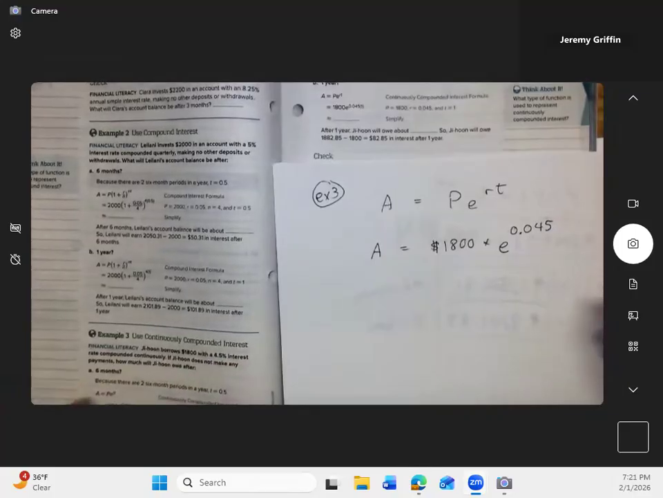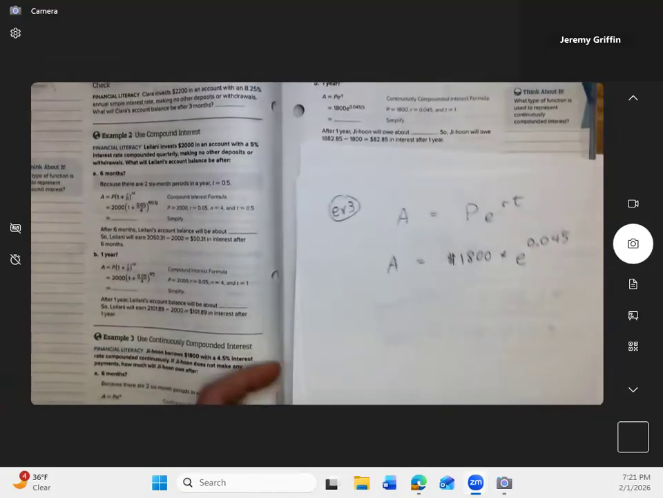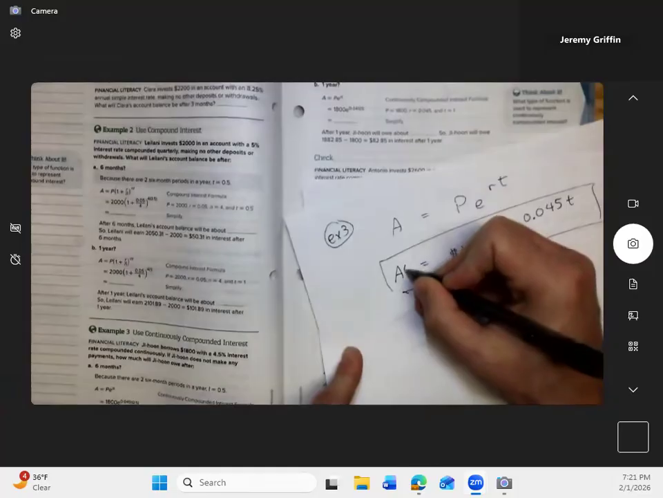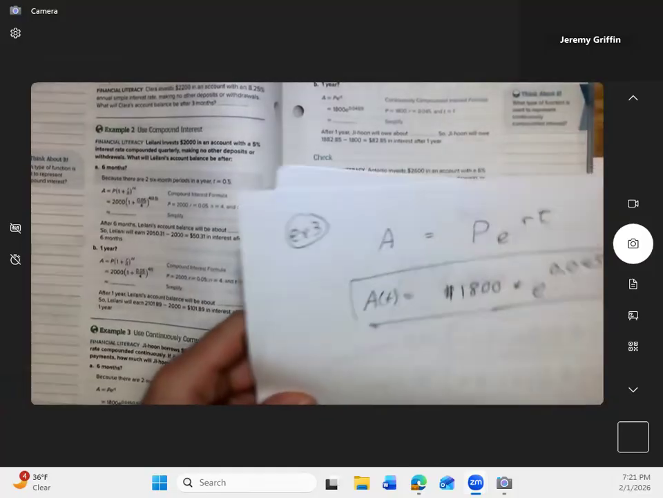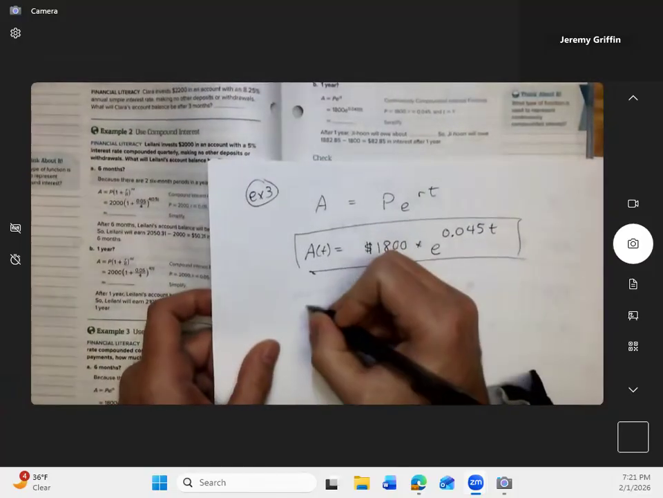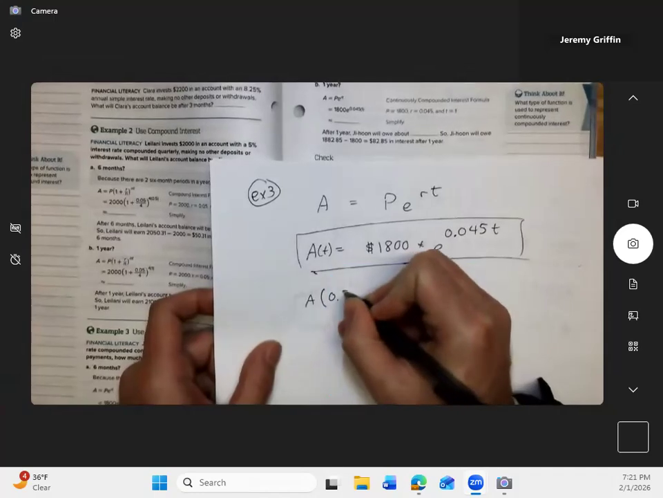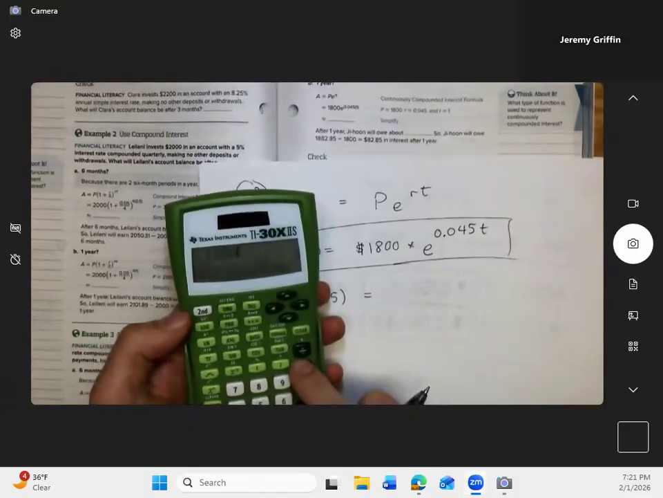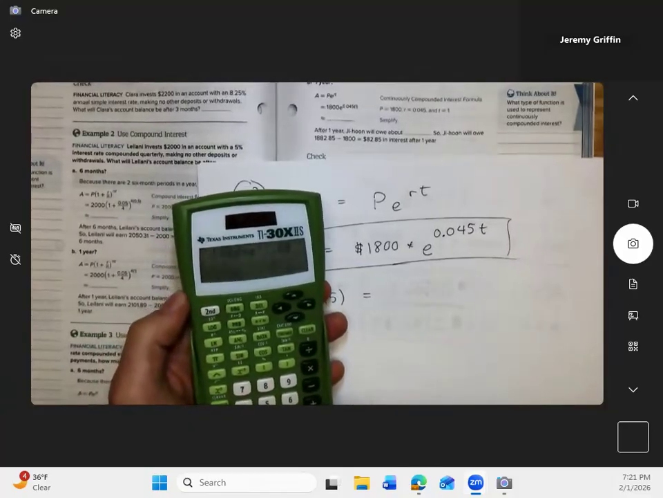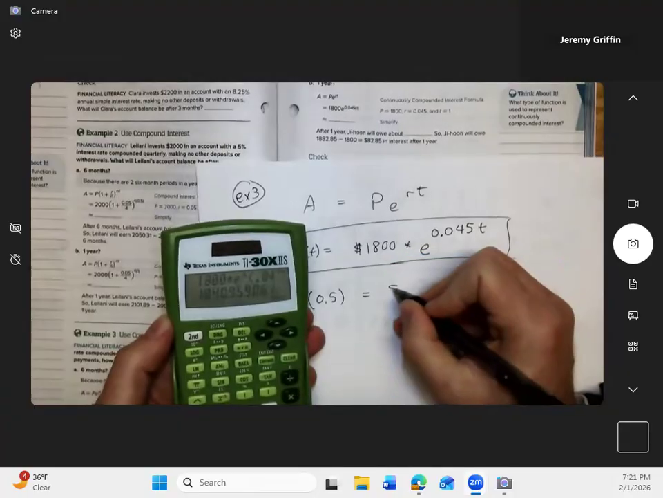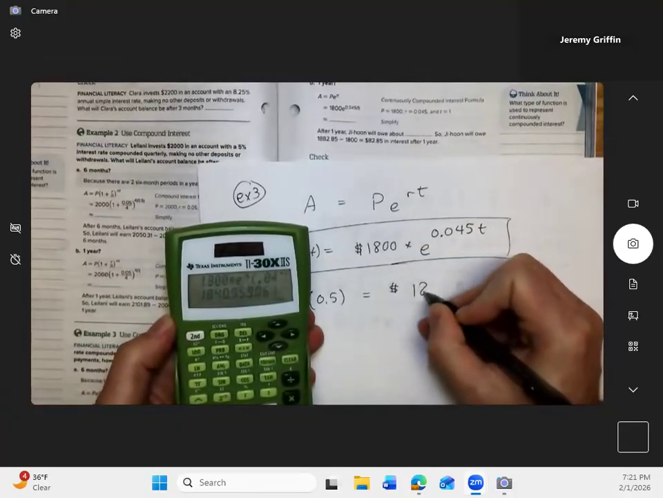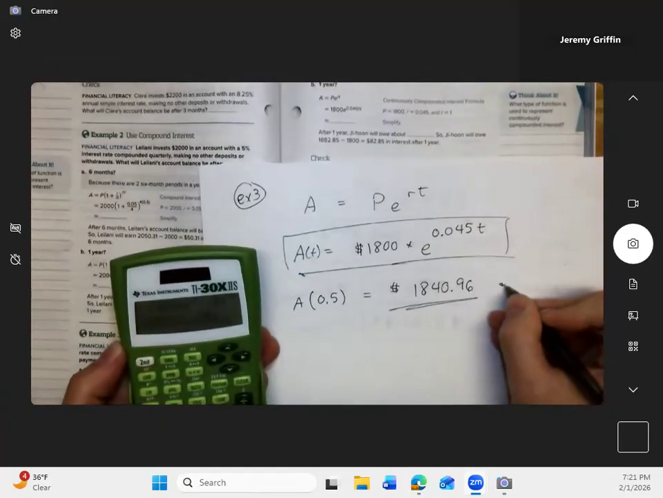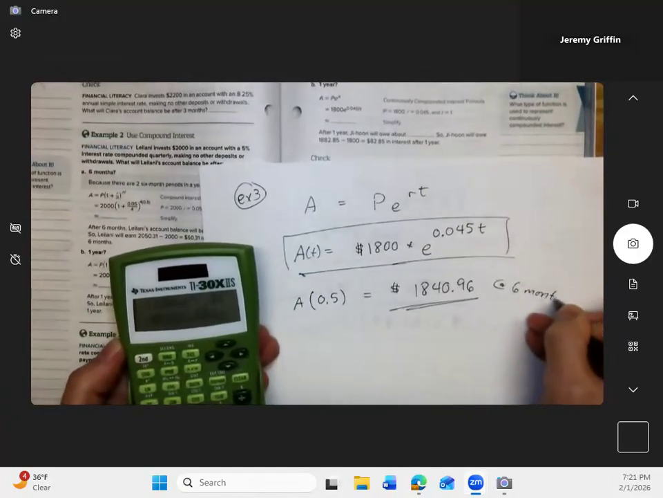How much will you owe after 6 months and a year? Here's your general formula: A is a function of time t. How much does he owe the bank? Let's say after 6 months, which is half of a year. I'm going to plug in 1,800 times e to the power of 0.045 times 0.5. He owes $1,840.96 at 6 months.